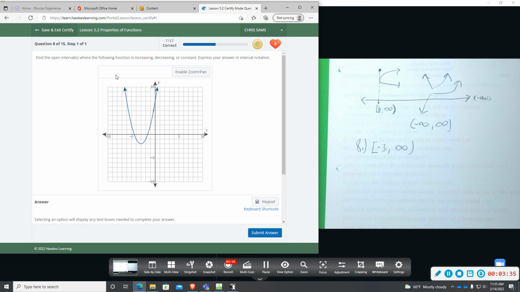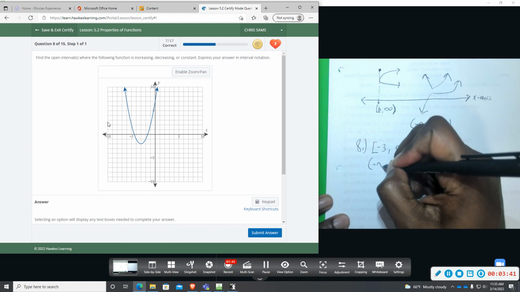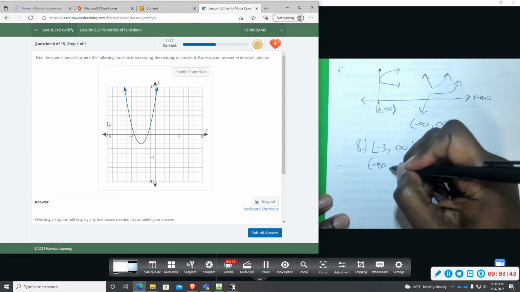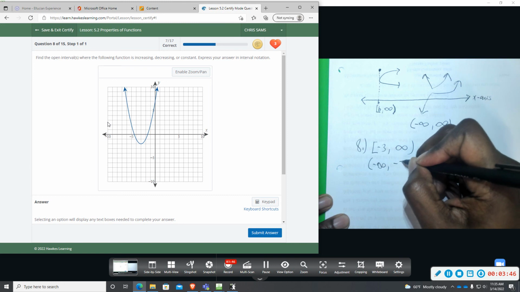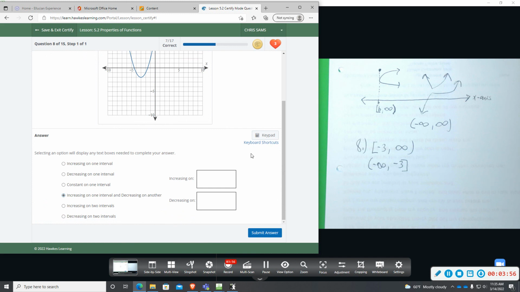Now where is it decreasing? Where is it coming down? That is from the negative infinity side all the way until we get to that same point, -3. So we're going to just type both of those in.